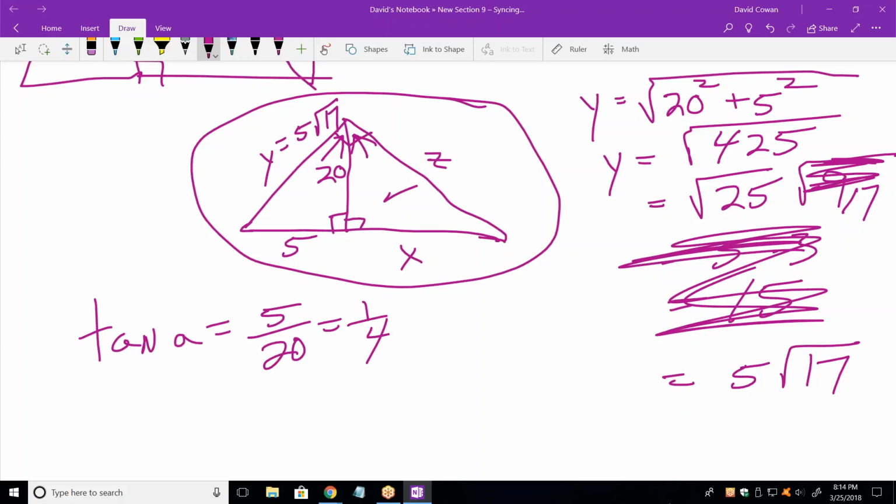Now, what's A equal to? How do you get it, first of all? So then A would equal 1/4, or no? Oh, yeah. The inverse tangent of 1/4.